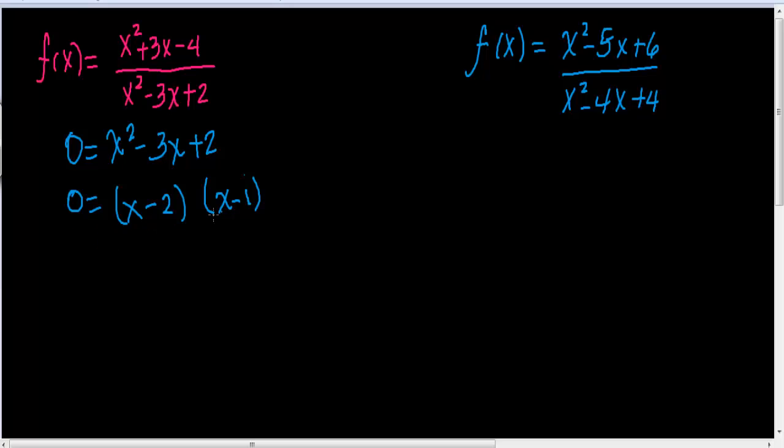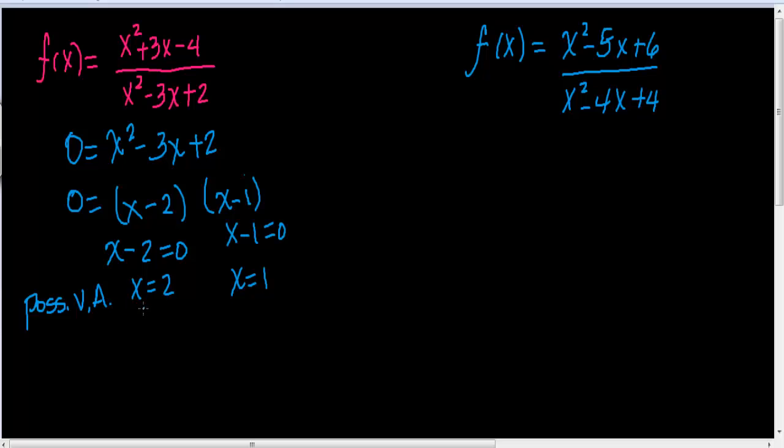And now I solve for each of these x's using the zero product property, which tells me if this times this is 0, then this has to be 0 or this one has to be 0. And that's how we solve for our x. X minus 2 equals 0, x equals 2. X minus 1 equals 0, x equals 1. So these two x's that I found are my possible vertical asymptotes.